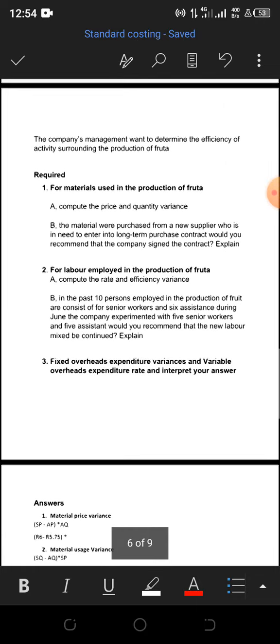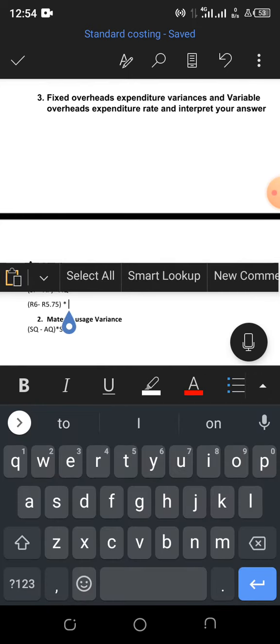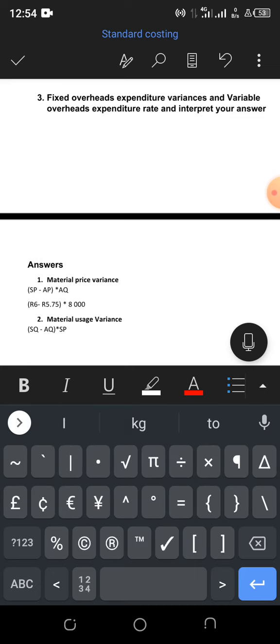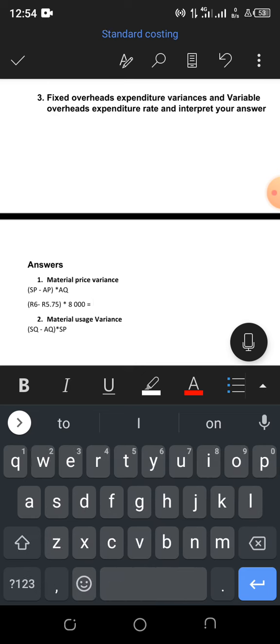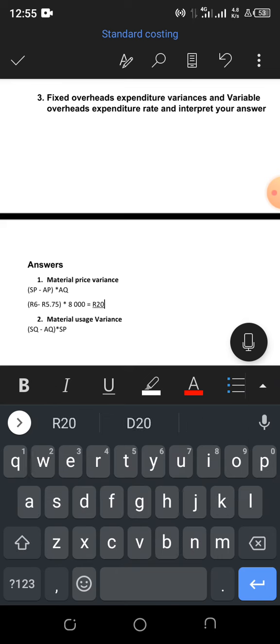The difference between usage and price of material. Okay, then we have to multiply by 8,000 kilogram. Let me calculate. Firstly, you have to say 6 minus 5 rand 75. Then you get the answer. Then you multiply by 8,000. Then you will get the amount of 2,000. Okay, it's giving me 2,000.